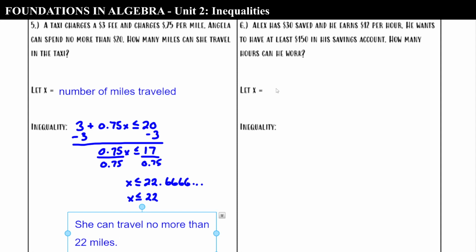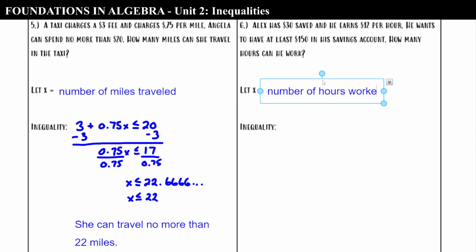For example 6, Alex has $30 saved and he earns $12 per hour. He wants to have at least $150 in a savings account. How many hours can he work? So we're going to find out what x is. X is number of hours worked. And we're going to set up our inequality based on that.